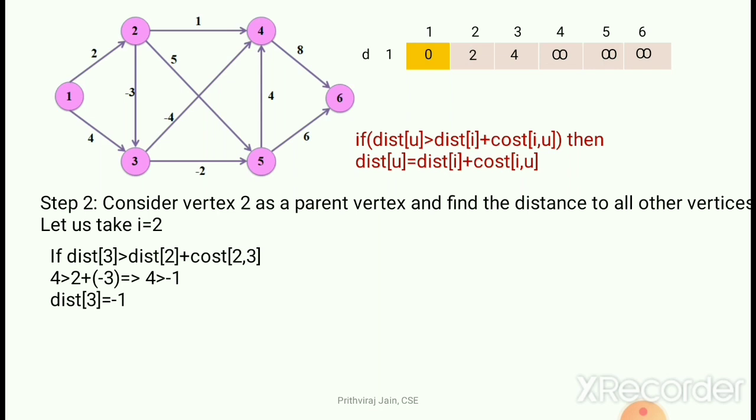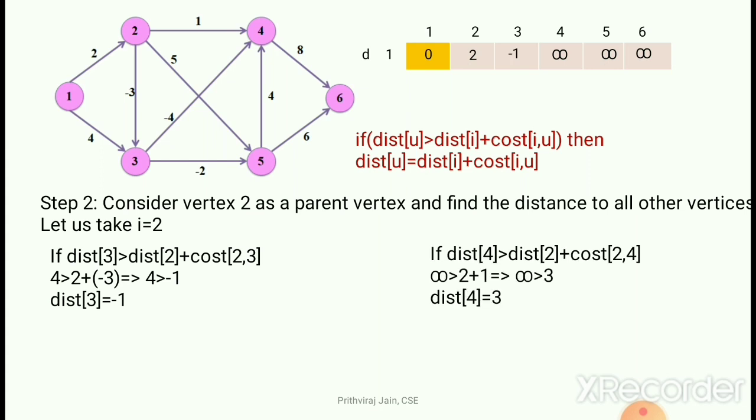Distance of 3 greater than distance of 2 plus cost of 2 to 3. Distance of 3, which is 4 in the given D array, is compared with distance of 2, which is 2, plus the cost of 2 to 3. From 2 to 3 the cost is minus 3, so there is a negative cost. So 4 is greater than minus 1, hence we update distance of 3 as minus 1. Instead of 4, we have updated it as minus 1.